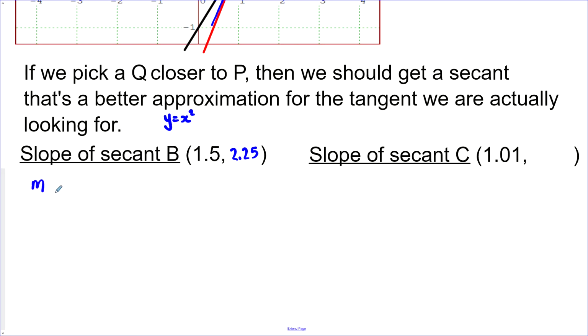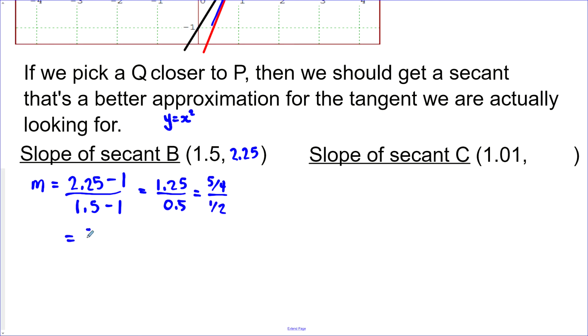Okay, so here's our equation. M is equal to 2.25 minus 1 over 1.5 minus 1. In the numerator we get 1.25, in the denominator we get 0.5. Now we can clean this up. The numerator here would be 5/4. And the denominator, since I don't have a calculator, I'm converting it to fractions, would be 1/2, and 5/4 times 2. And simplify this, and I get 2.5.